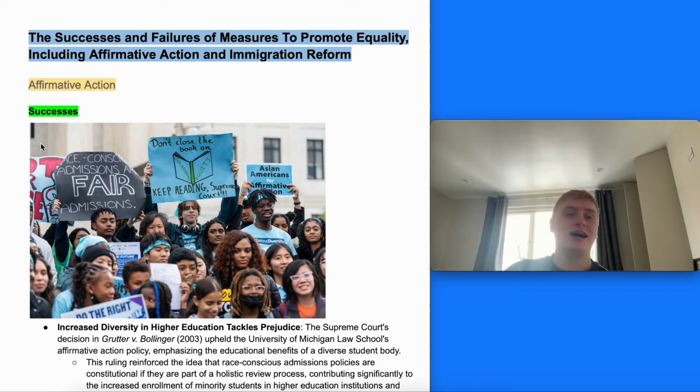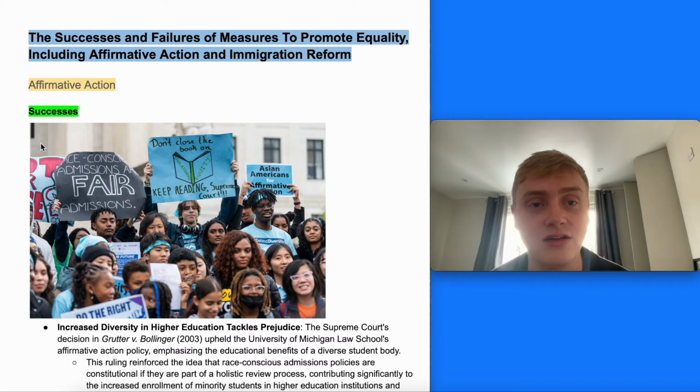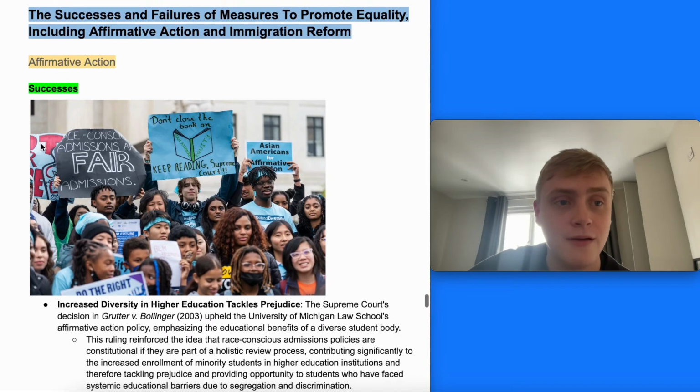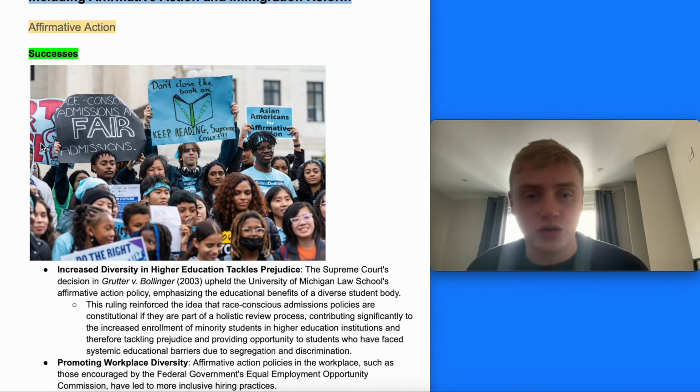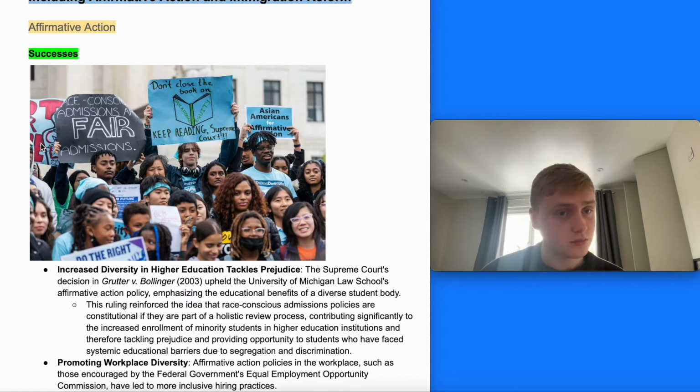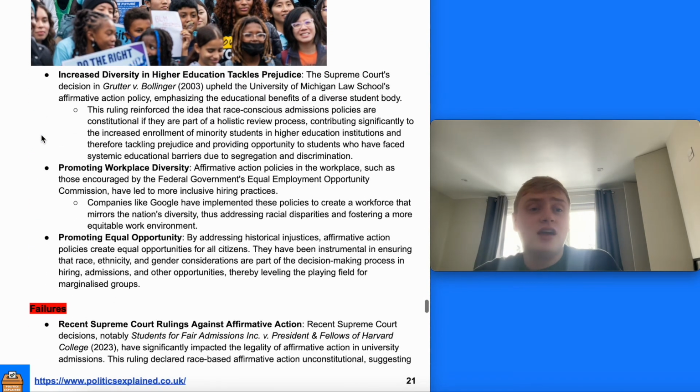The final thing then we're going to have a look at is the successes and failures of measures to promote equality, including affirmative action and immigration reform. First, looking at affirmative action, which we looked at in a lot more detail in the previous video. On the one hand, in terms of successes, it can be argued that it's increased diversity in higher education, which tackles prejudice. And this was upheld by a number of previous Supreme Court decisions before last year, including Grutter v. Bollinger, which upheld the University of Michigan Law School's affirmative action policy, emphasising the educational benefits of a diverse student body. It can also be seen as promoting workplace diversity and promoting equal opportunity.